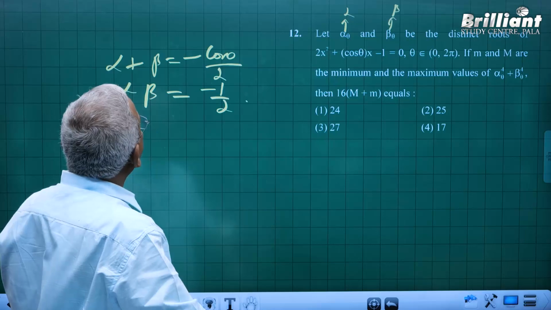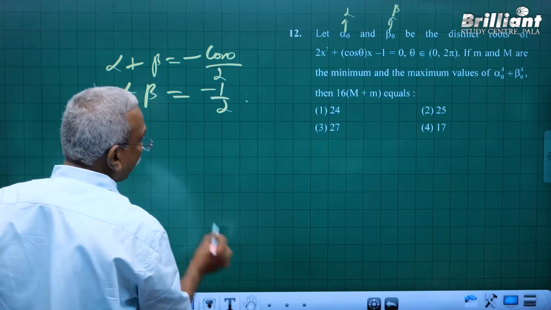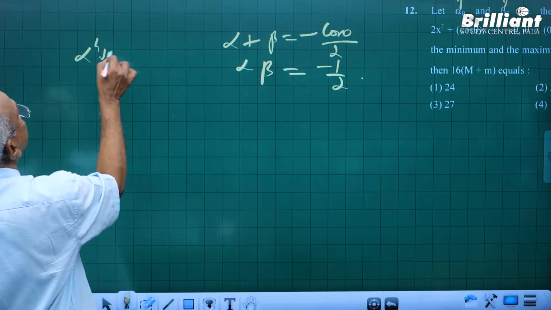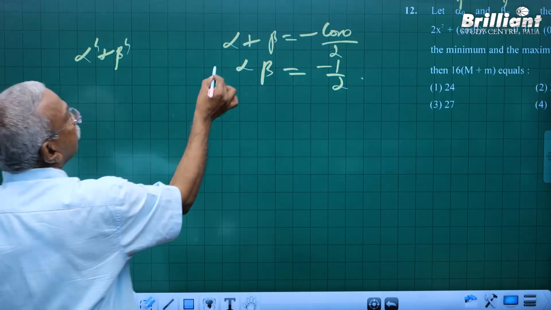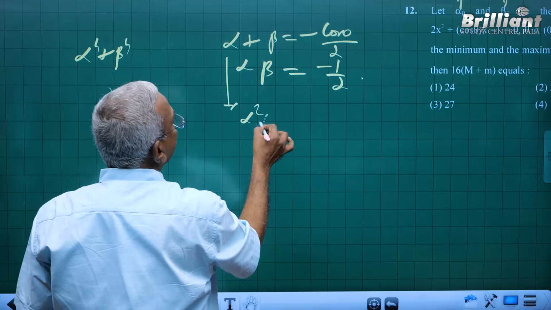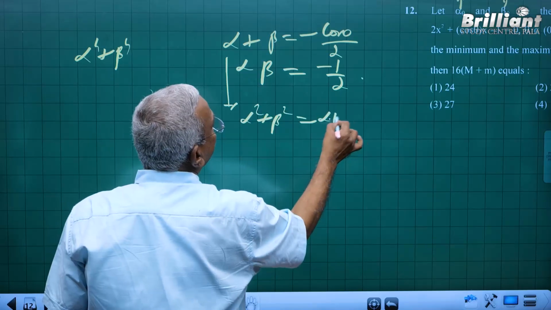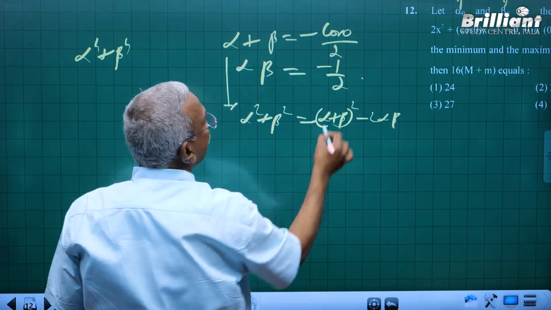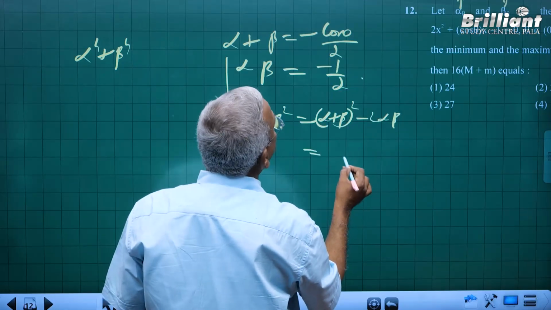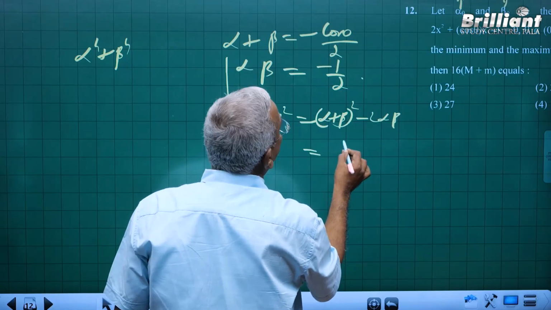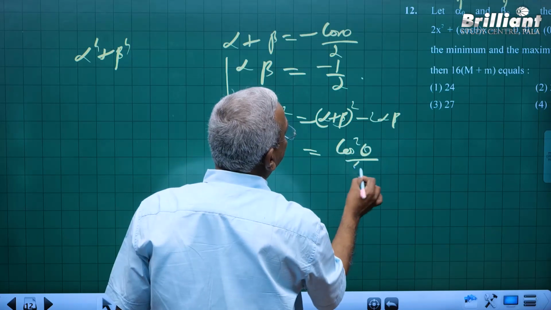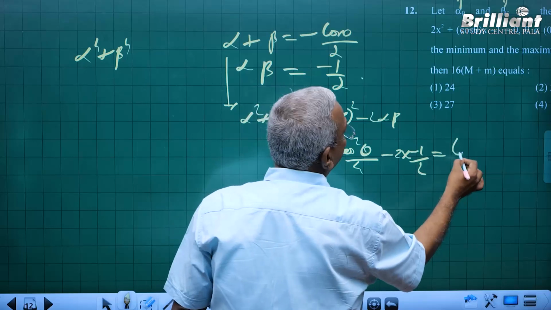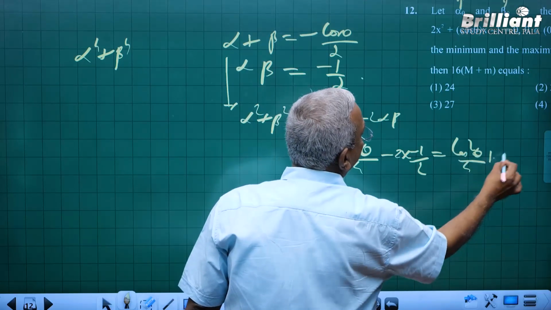Then you can see your requirement is not alpha square, but alpha raised to 4 plus beta raised to 4. From this equation, alpha square plus beta square is equal to alpha plus beta the whole square minus 2 alpha beta. Because these two are given, we can transform it to the form cos square theta by 4 minus 2 into minus 1 by 2. That's equal to cos square theta by 4 plus 1.